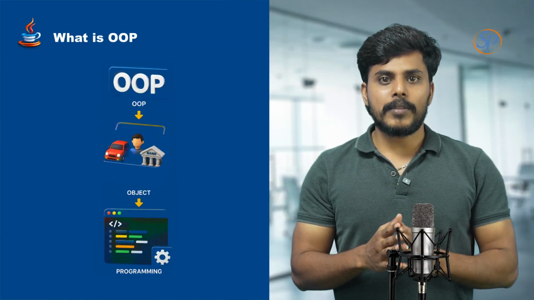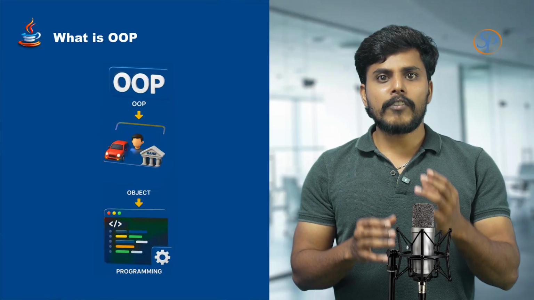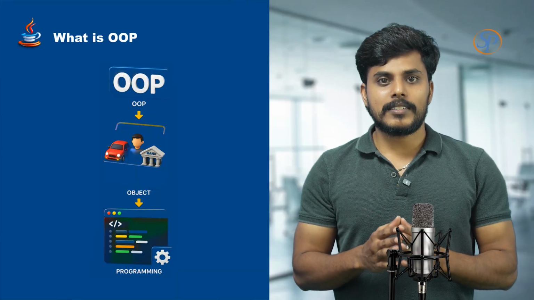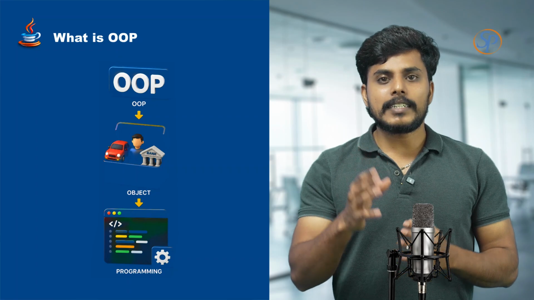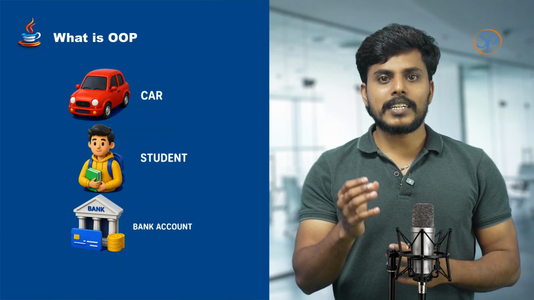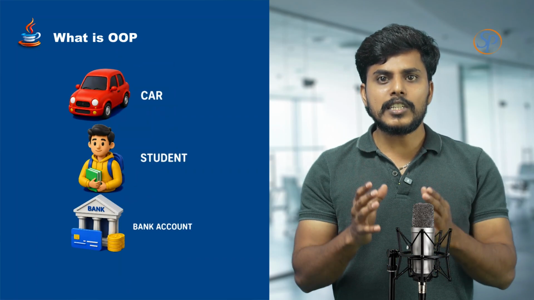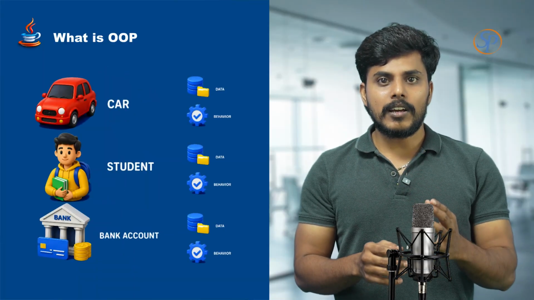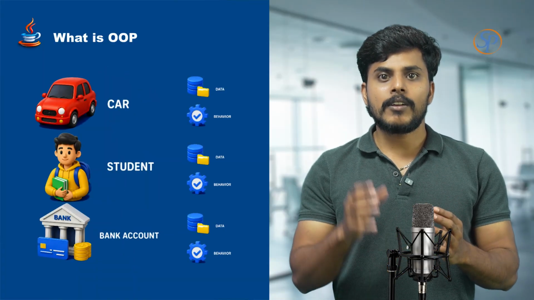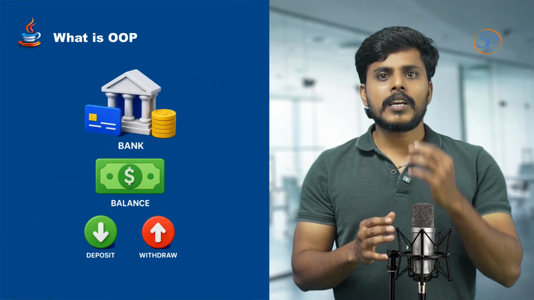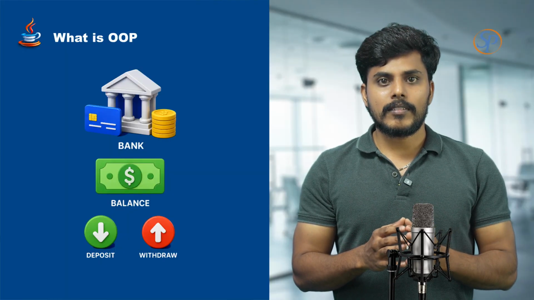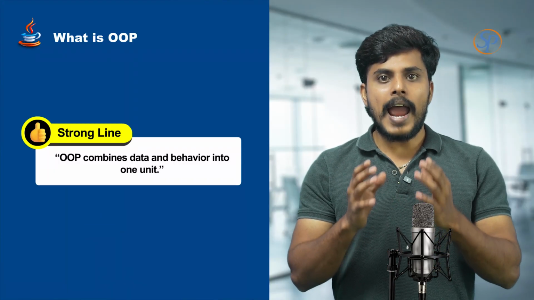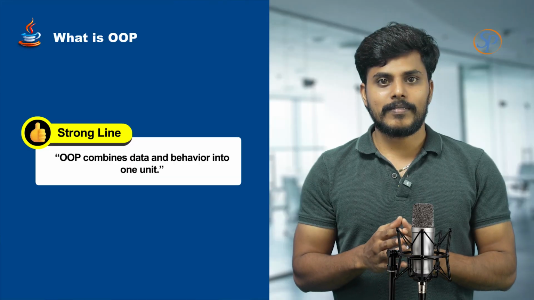What is OOP? OOP stands for Object Oriented Programming. Simple meaning, it is a way of writing programs using objects. These objects represent real world things or real world entities like car, student, bank account. And each object has two things: data, what it has, and behavior, what it does. For example, a bank account has balance and it can deposit or withdraw. OOP combines data and behavior into one unit.